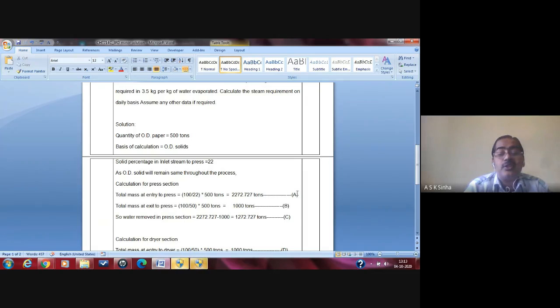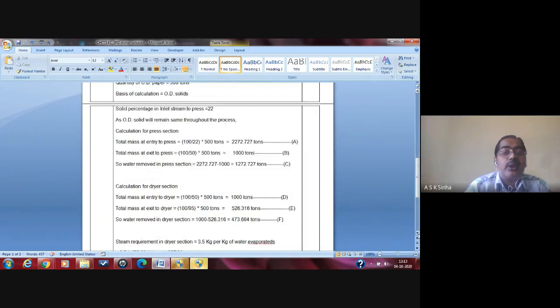So just by taking the difference of A and B, we can get the water removed in the press section, and it will be equal to 2272.727 minus 1000. So it will come to 1272.727 tons of water coming from the press section. So this is the first part, water removed in the press section.